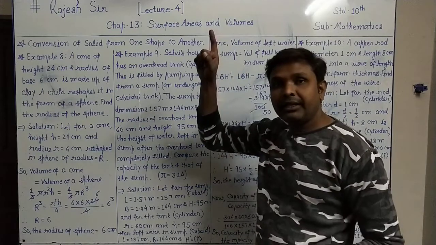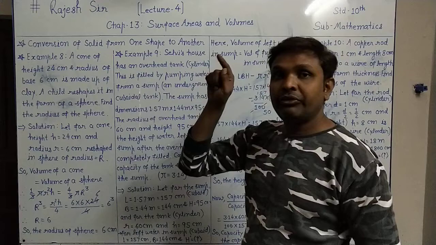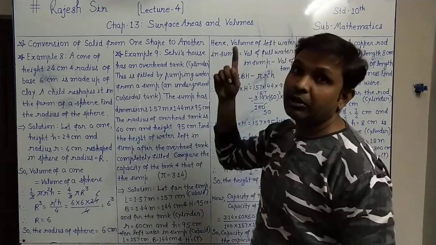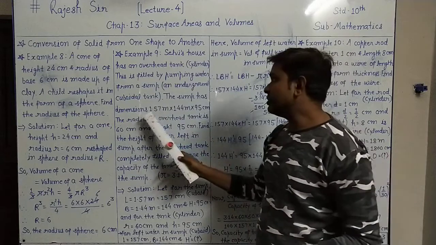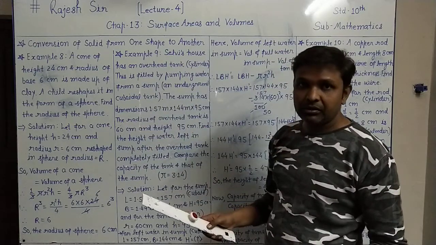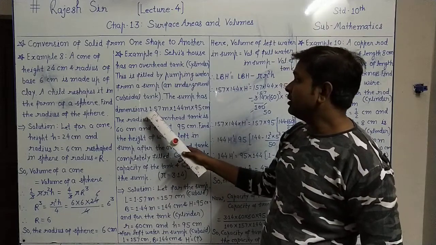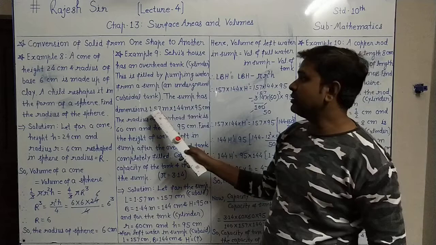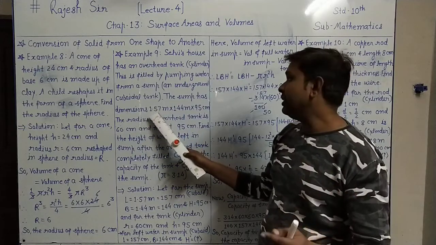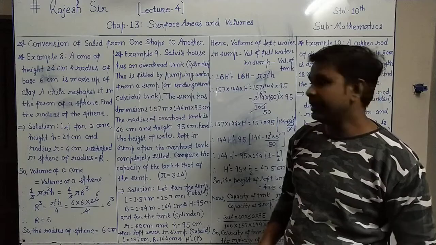The overhead tank, which is to be filled from the sump, is of cylindrical shape. The sump means the cuboid, and it will have length, breadth and height. Its dimensions are 1.5 meter, 1.44 meter and 95 centimeter. These give the length, breadth and height of the cuboidal sump tank.